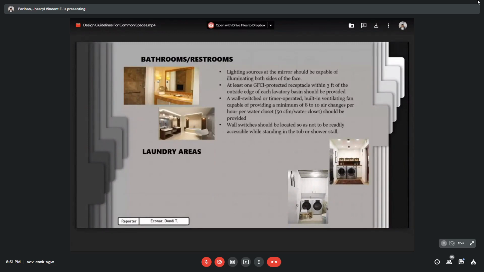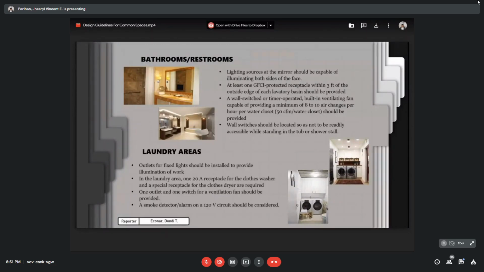Next area is on the laundry areas. Outlets for fixed lights should be installed to provide illumination of work. In the laundry area, a 120 ampere receptacle for the clothes washer and a special receptacle for the clothes dryer are required.